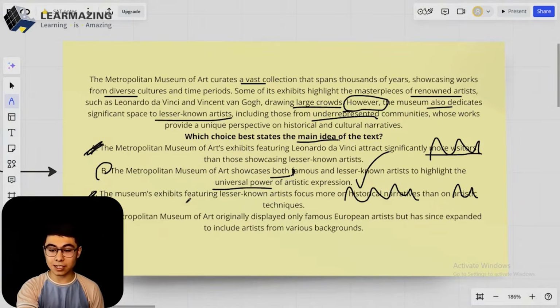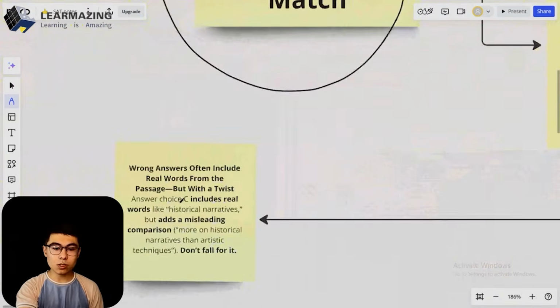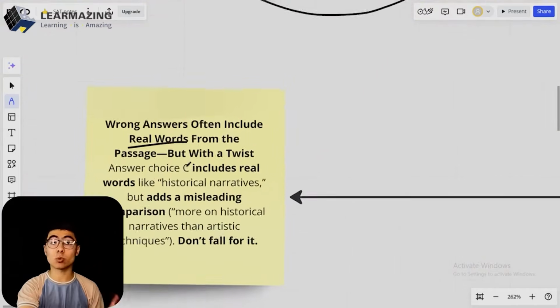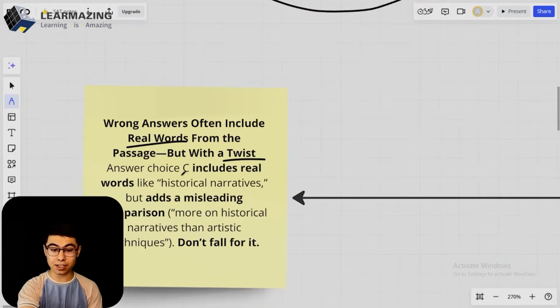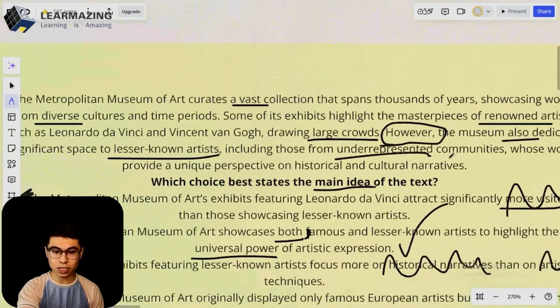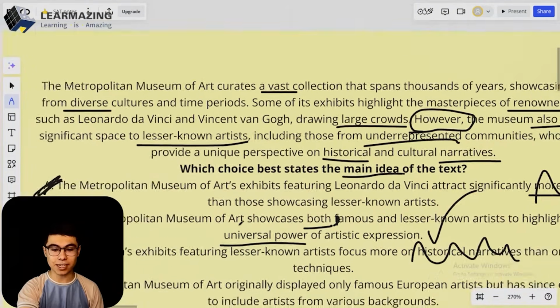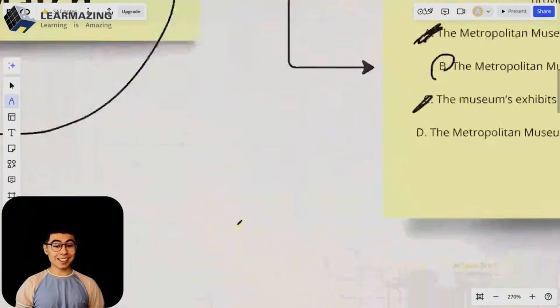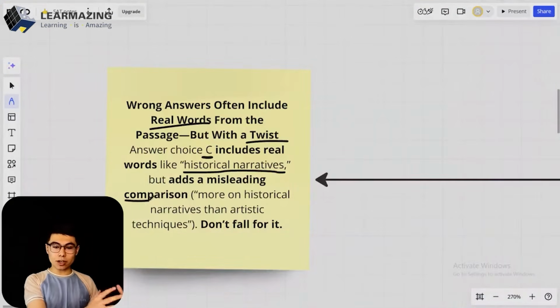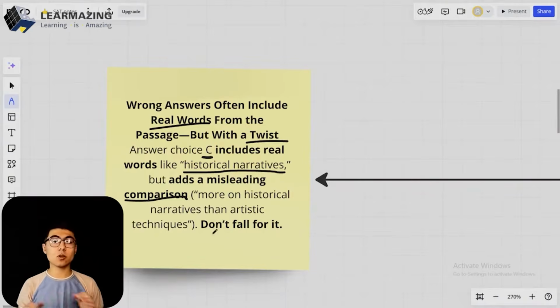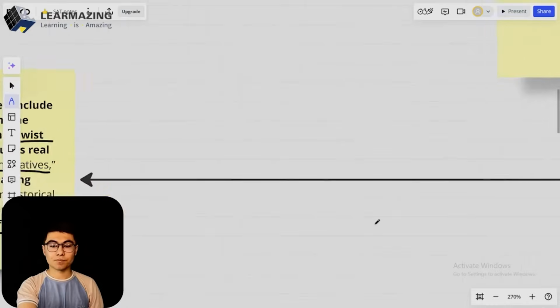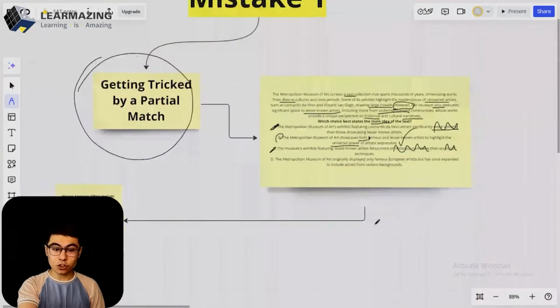And in addition to that, this wrong answer choice includes real words from the passage, but with a twist. Choices A and C include real words from the passage, like historical narratives. Let me show you the same exact words, historical narratives. So it's using the exact same phrase, but it adds a misleading comparison, more on historical narratives than artistic techniques. So make sure that you don't fall for it. And that's why choice C is wrong.